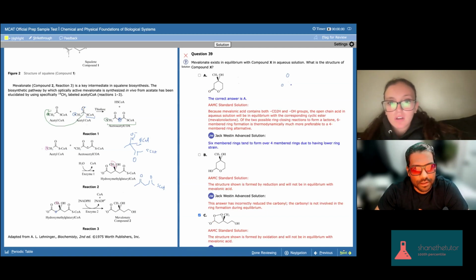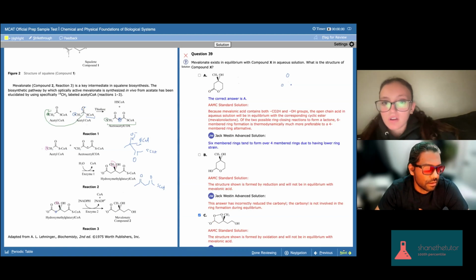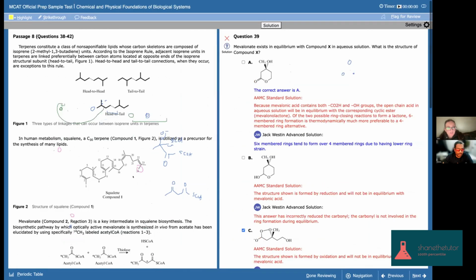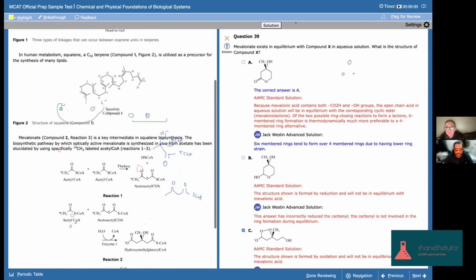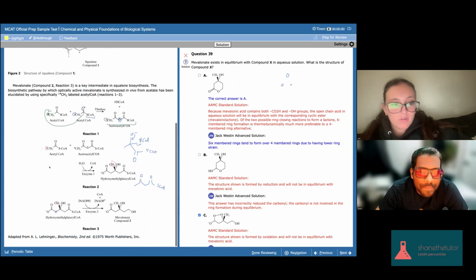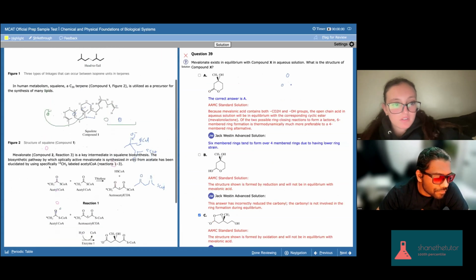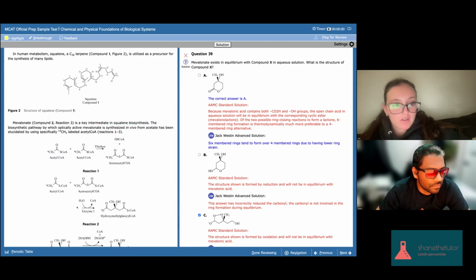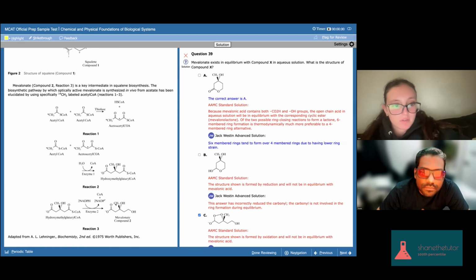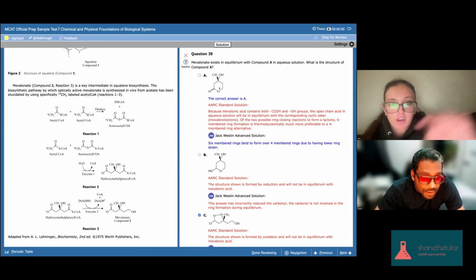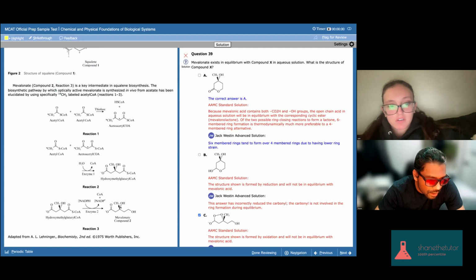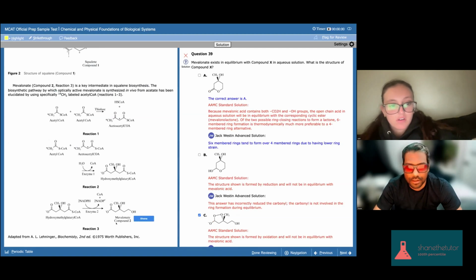In equilibrium with compound X in aqueous solution, which is the structure of compound X? Did they mention anything about compound X? No. It exists in equilibrium. So the malevolent car reaction 3, this one. Oh, okay, it could be a ring closure. That's what I thought. And I put C, but they're saying the correct answer is A, that it's without this tail here.